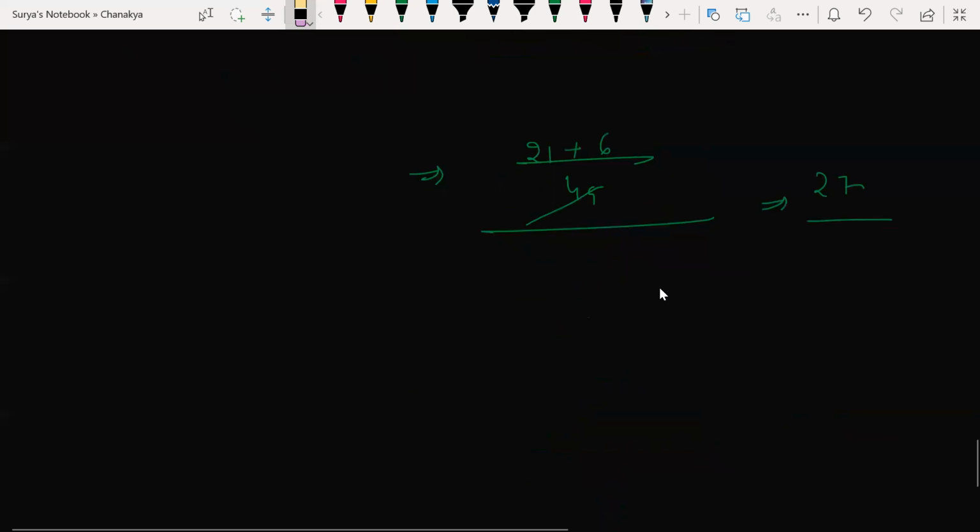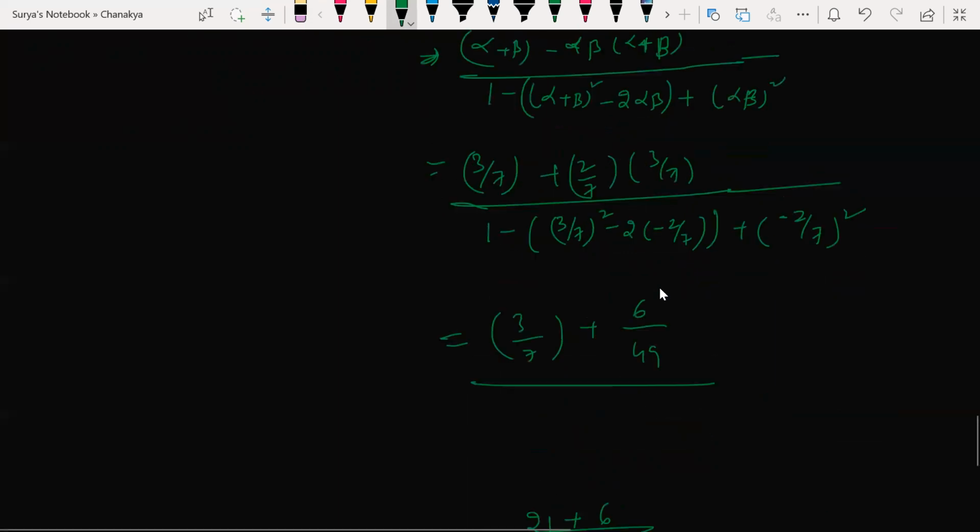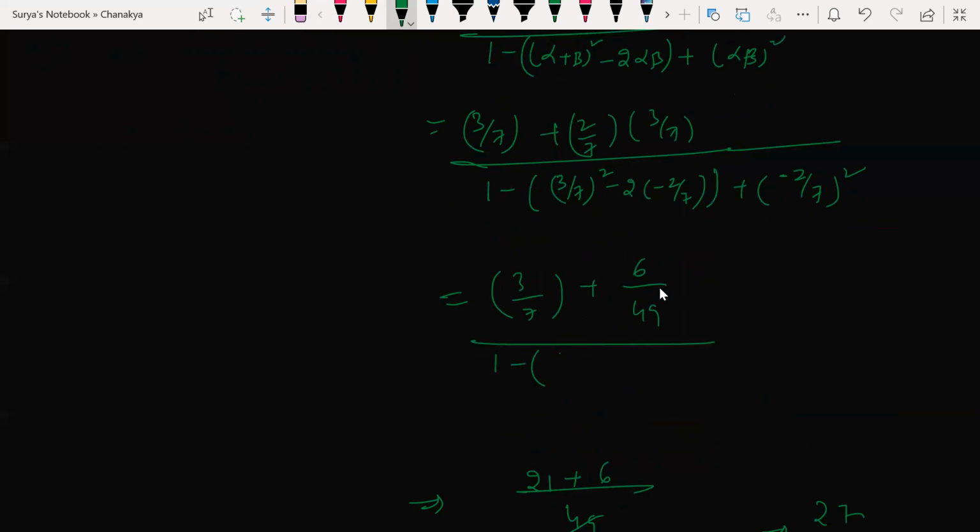Please, I'm not getting a response from anyone. If I make any mistake, even a small one, you just let me know immediately. Okay. So minus 3 by 7 whole square here, minus 2 times of minus 2 by 7 into, plus (minus 2 by 7) whole square. So check. 1 plus 1 minus 9 by 49 plus 4 by 7 plus 4 by 49. Correct? Isn't it?